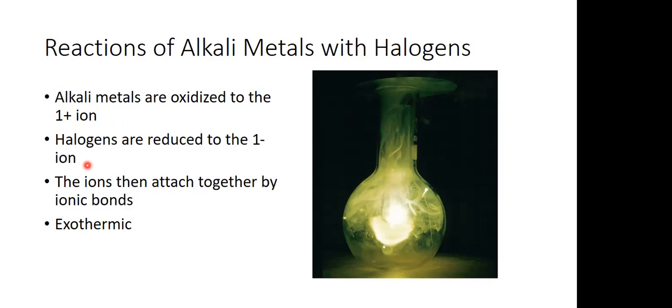So what happens when these two react? Whenever you have a group 1 metal and a halogen, the same reaction will always happen. The alkali metal will give the electron to the halogen. You'll then have 2 ions, a positively charged ion and a negatively charged ion. You'll form an ionic bond. This is exothermic. It will produce heat energy. That's what's going on in this beaker.